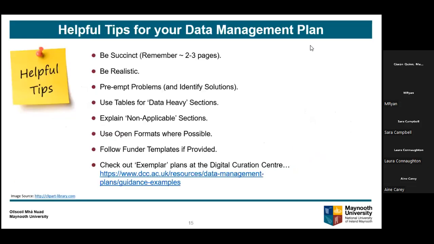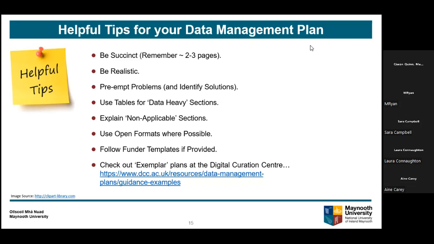And then finally, some helpful tips. Be succinct. Remember, it's about 2 or 3 pages for a good basic data management plan. Be realistic. Again, don't say you're going to keep data indefinitely. Be realistic about what you're saying. Preempt problems and identify solutions. Use tables for data-heavy sections. If you're working in STEM, where you're creating a lot of outputs from machines, use tables to succinctly capture those data sets. Explain non-applicable. Again, don't ignore questions or just say NA. Explain why it's not applicable.